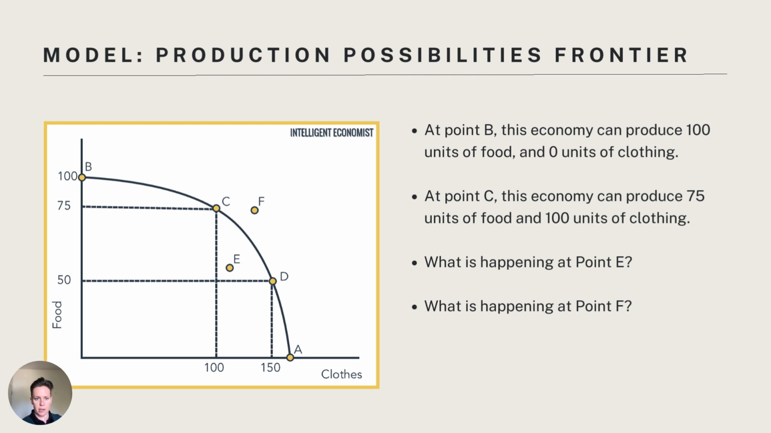Point F is interesting. Point F in the short run cannot be achieved. Okay. It's beyond the curve. So if you were looking at this today, anywhere along the curve, we know that's the maximum level of output, right? We cannot go beyond it. However, we can plan for it. So in the long run, we can potentially get to F if we carefully plan.